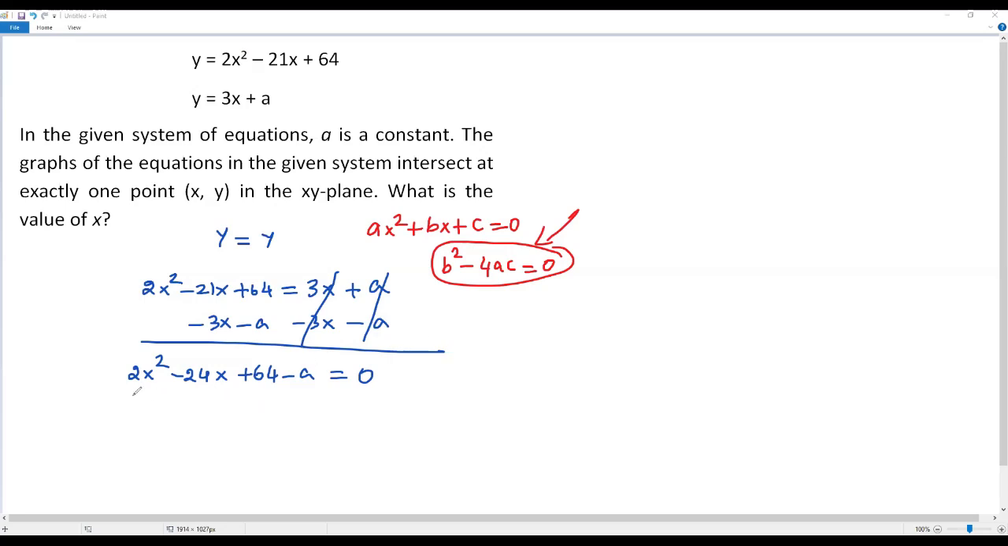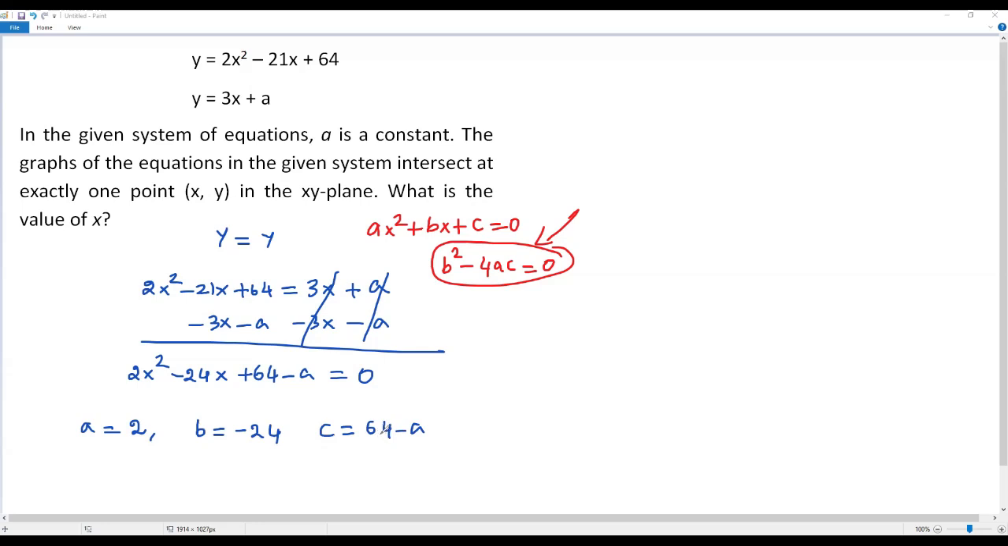For that, we have to know the values of a, b, and c. So, let's compare this expression with ax squared plus bx plus c. Here, a is the coefficient of x squared. Here, the coefficient of x squared is 2. So, a is equal to 2. And b is the coefficient of x. Here, the coefficient of x is negative 24. So, that's the value of b. And c is the constant. Here, 64 minus a is the constant. So for c, we have 64 minus a.